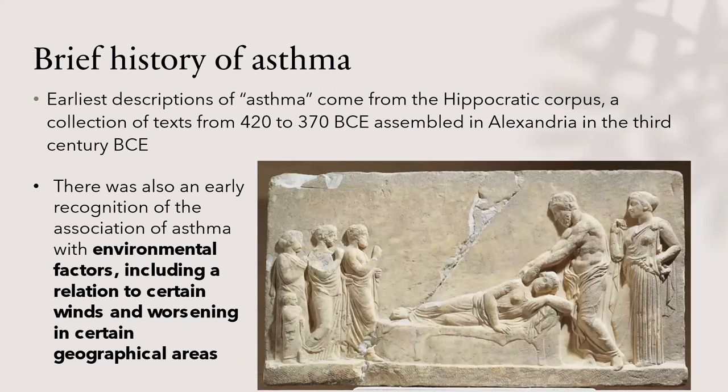So to have you understand how we came up with the phenotypes and endotypes we have now, I just wanted to do a quick brief overview of the history of asthma. Won't be too many details, more pictures than anything else. But basically the first descriptions of asthma came a long time ago from the Hippocratic corpus. At that time, they recognized the association of asthma with environmental factors, certain winds, geographical areas. They noticed there were some triggers that set off that set of symptoms.